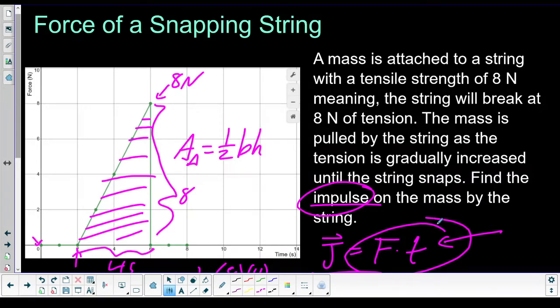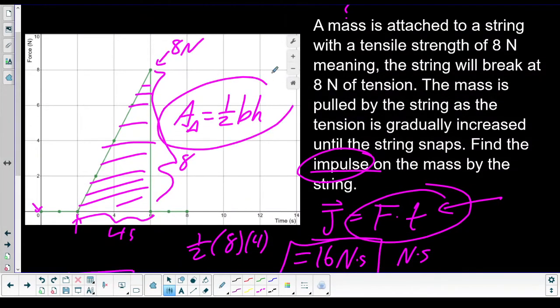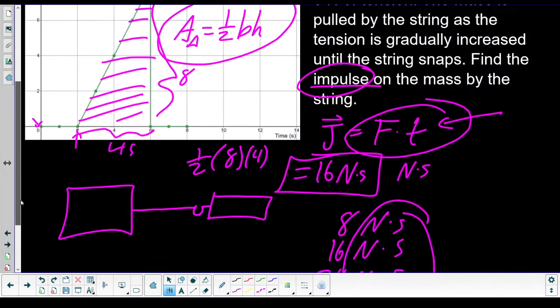I'm using the force times time because I don't know jack about mass or velocity. And then you look at this graph and hopefully you remember the area of a triangle. So I think you have like 2 or 3 of these on your homework. And the approach is all pretty much the same. You find the area, and then that will tell you the impulse.